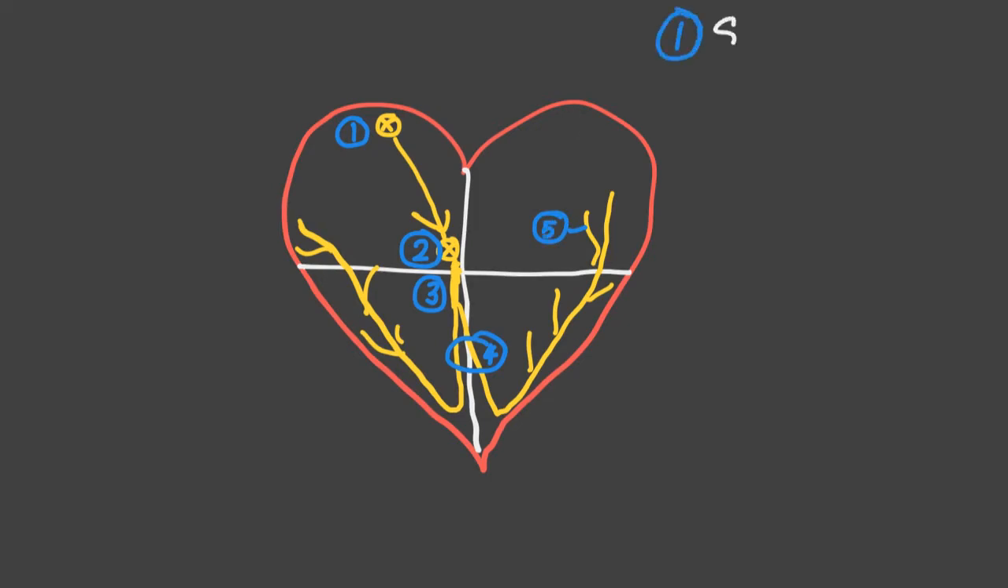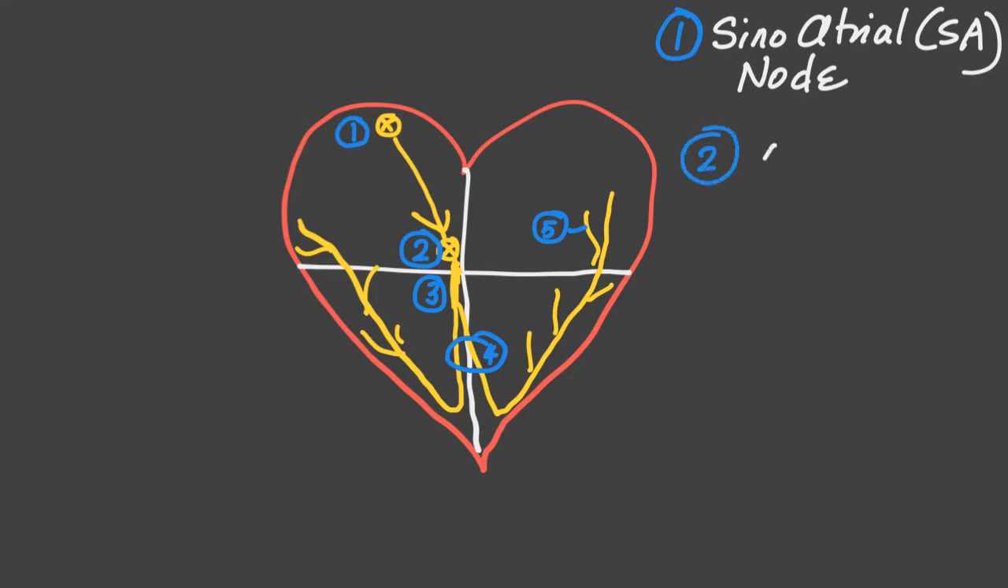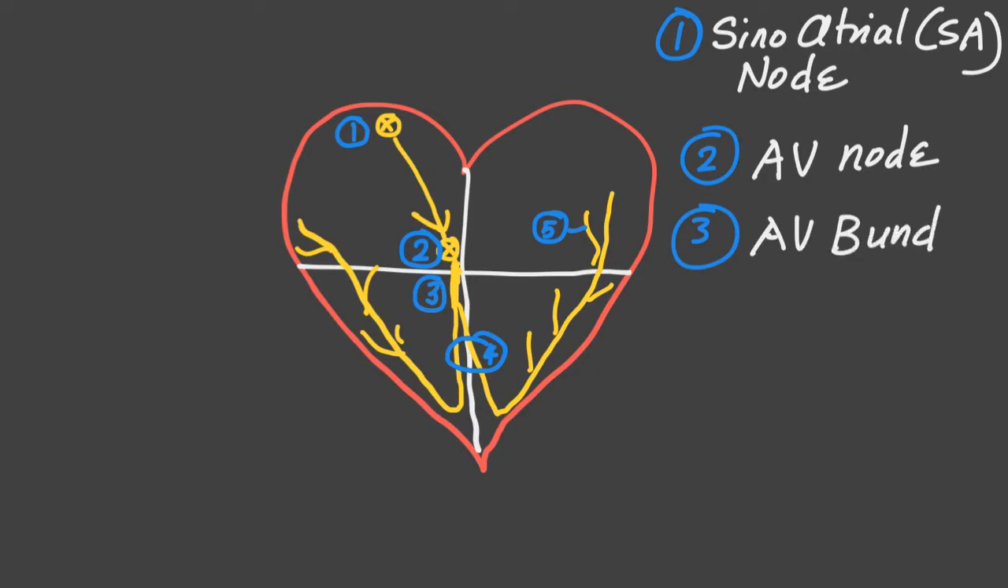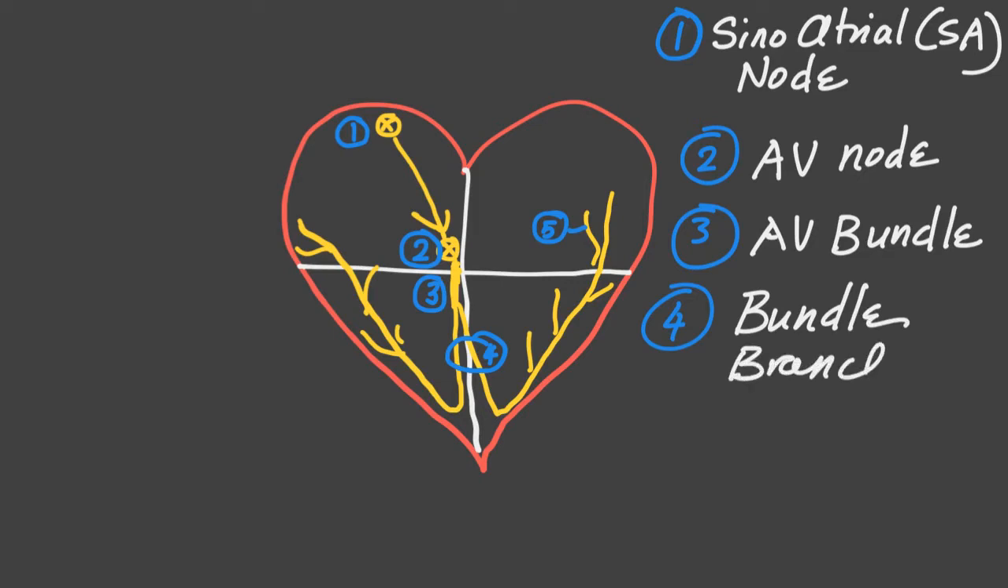Let's go over these again. So first we have the pacemaker, which is the sinoatrial node, otherwise known as the SA node for short. This is very important because if something is wrong with the SA node, then the entire heartbeat will be irregular. So next we have the AV node, number 2, which is the atrioventricular node, followed by the AV bundle, which is number 3. And then we have the bundle branches that take the information to the ventricles and all through the heart via the Purkinje fibers, which is number 5.